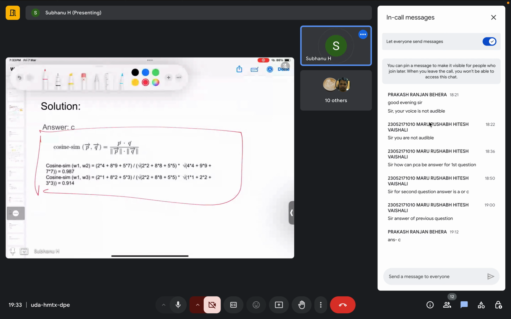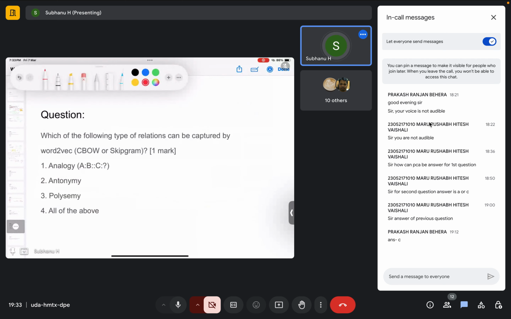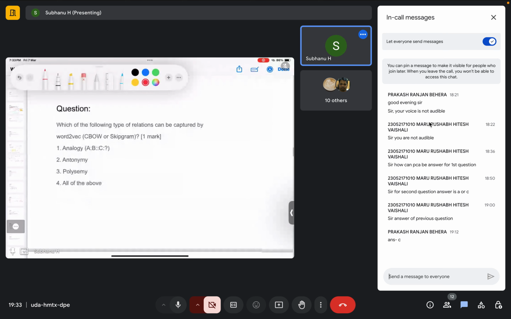Then okay. So this is the last question for today's class. Can you try to answer this one? After answering this one, you can feel free to drop off.